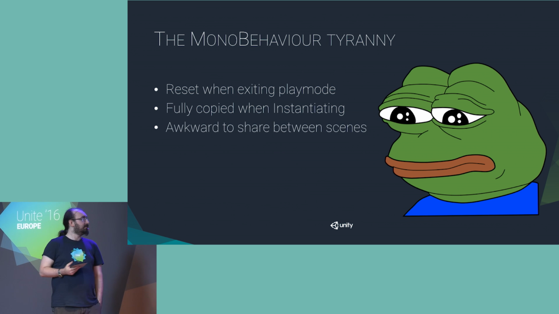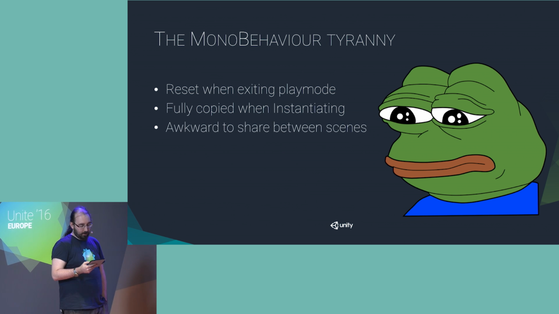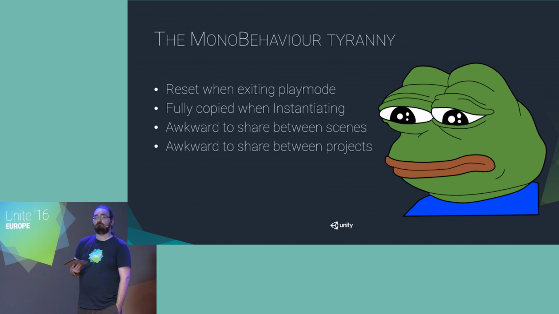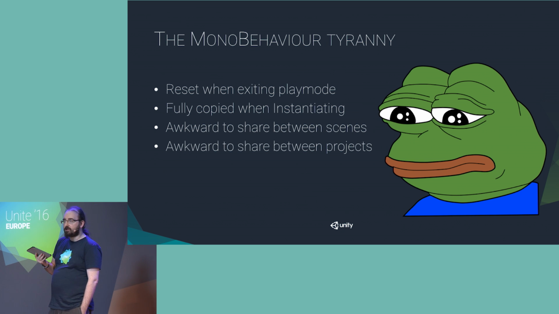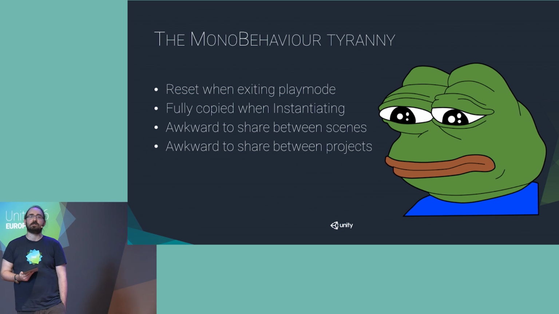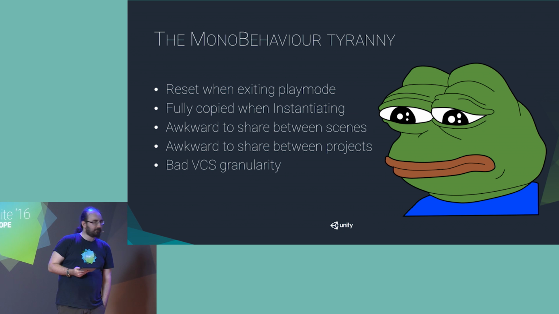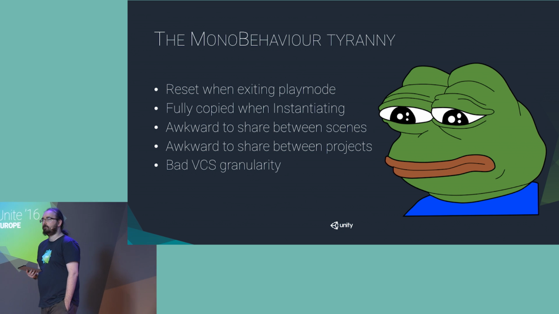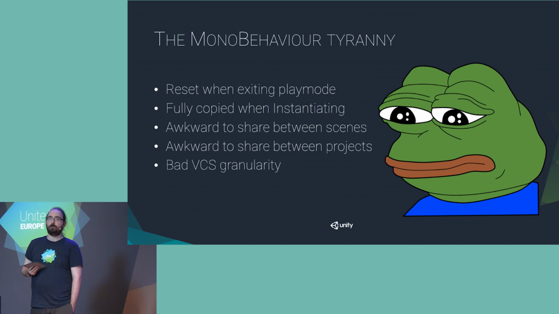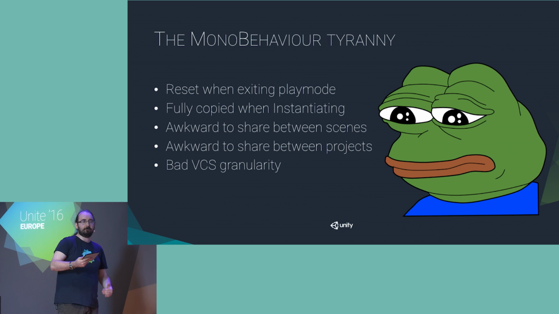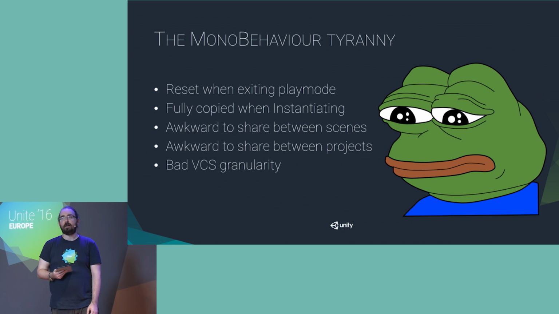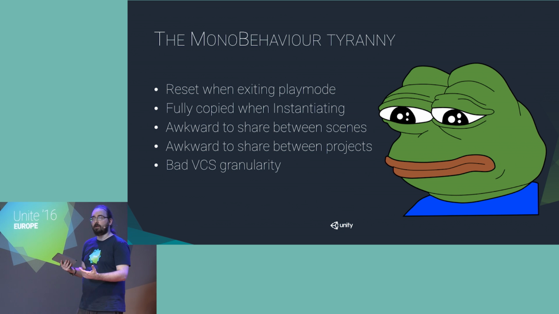It's awkward to share them between scenes. It's awkward to share them between projects. Not the scripts themselves, but the actual instances, the actual behavior instances with data in them. It's awkward to share them around. They've got bad version control granularity. You want to go and make a change to one monobehavior, you're checking in a whole scene file. Odds of merge conflicts very high in any project where other people are also working on the same scene file.